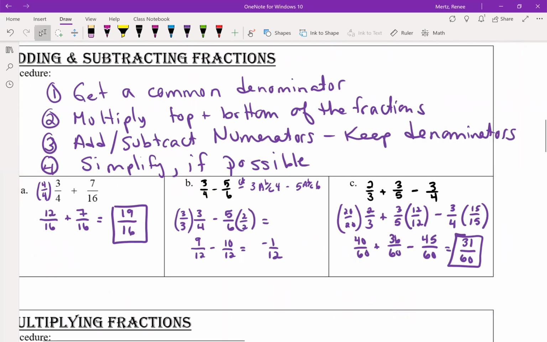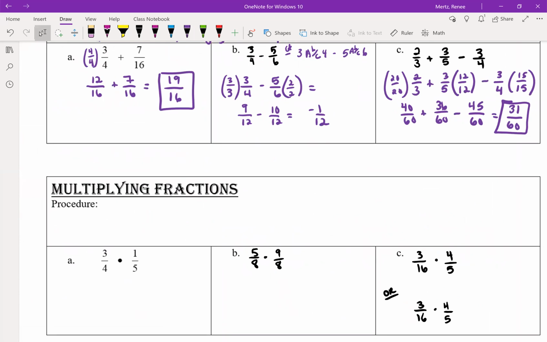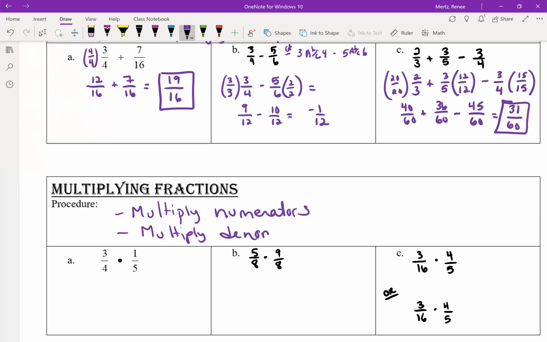Let's review now multiplying fractions. It's slightly easier for this one. You multiply the tops, multiply the bottoms. So let's use our math terminology. The tops of a fraction are called the numerators. Multiply denominators. And then simplify if possible.